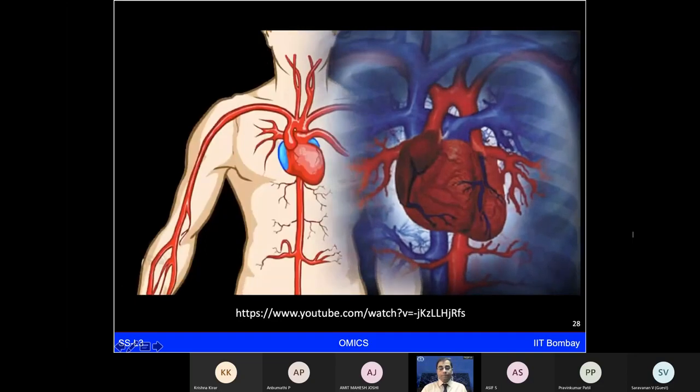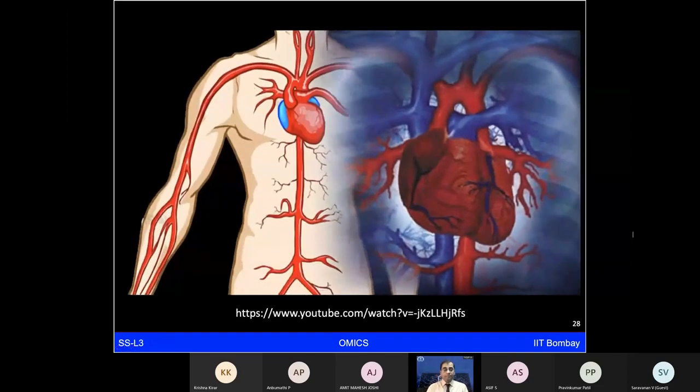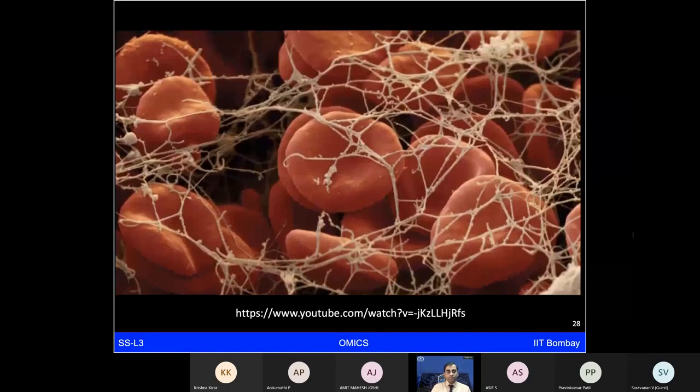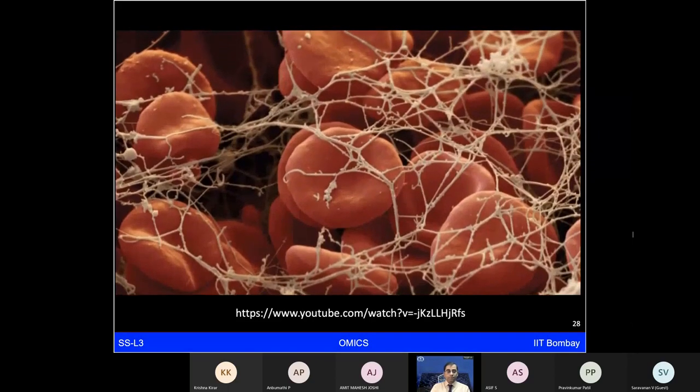An adult human has about 4 to 6 liters of blood circulating in the body. Blood consists of several types of cells, including white blood corpuscles or WBC and red blood corpuscles or RBC, floating around in a fluid called plasma.